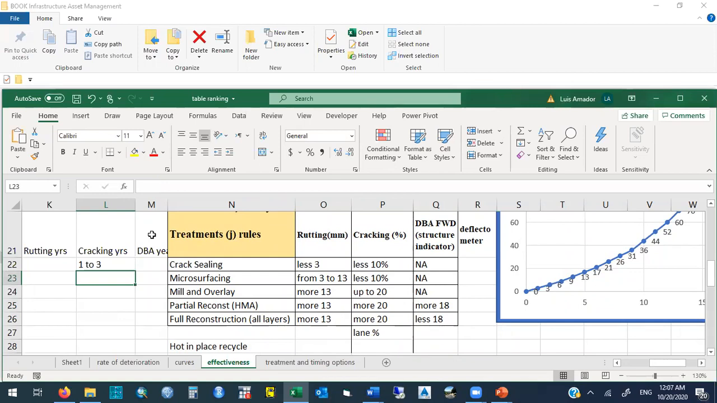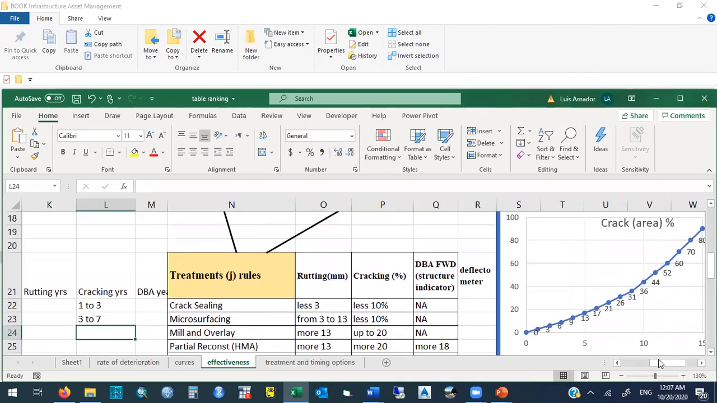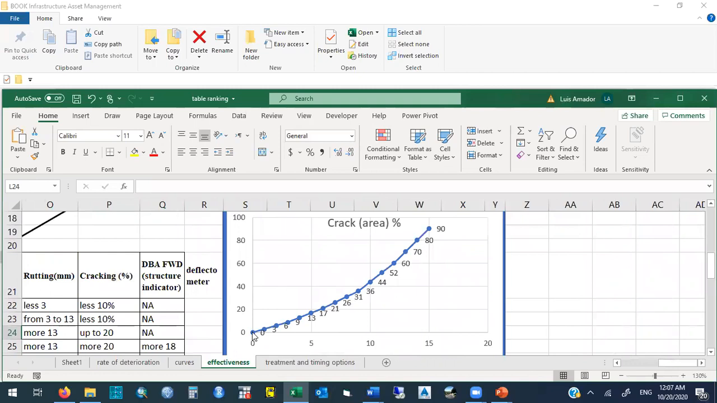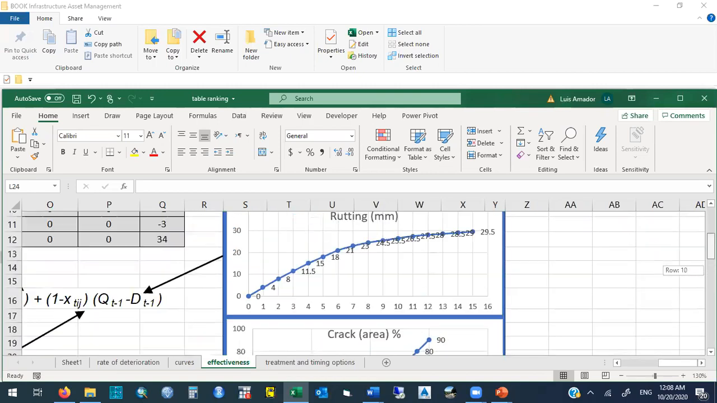In terms of cracking for microsurfacing, maybe it's from years 3 to 7. I don't know. It depends on the performance curve. You see? So at the end of the day, this crack area that we have here in the performance curve is very important because it's gonna tell me, for instance, in 5 years, I reach almost 20% crack area. It's very fast.